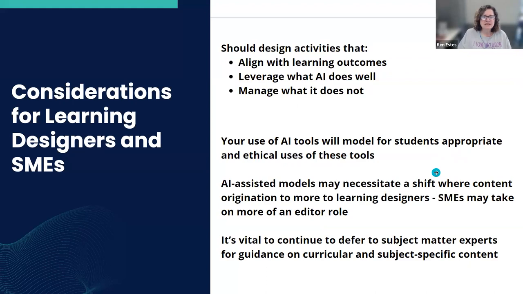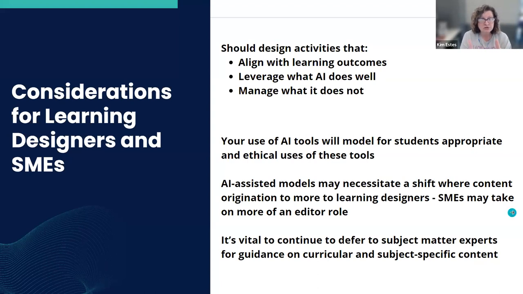All right. So we should be designing activities that align with our learning outcomes. We need to leverage what AI does well, which is creating content and pulling things together, but we also need to manage what it doesn't do well. We need to, again, be looking for that confident incorrectness and checking it. You can't just spit something out in ChatGPT or Bard and copy and paste it in, right? You've got to read it, you've got to understand it, and you've got to make sure that it's appropriate. You want to model for your students, if you're a faculty member, or a designer, model for your faculty, the appropriate and ethical uses of these tools.